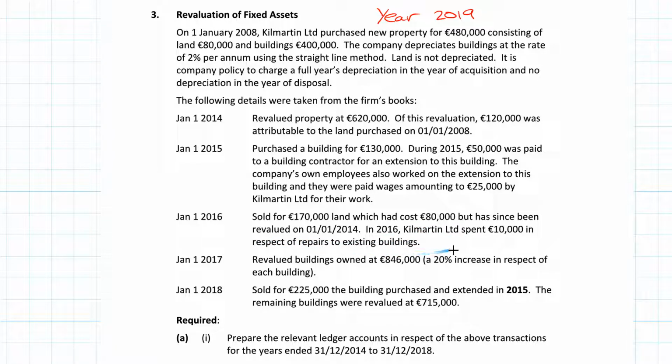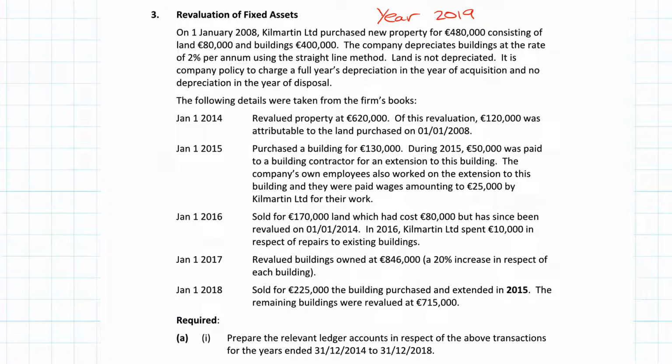This is a small aspect that separates, let's say, the H1 students from the rest of the students. Then we revalue buildings again, a 20% increase in respect to each building. And in 2018, we sold buildings. So we sold the buildings that we extended in 2015. So we only had them for 3 years. The remaining buildings were then revalued. So it's a standard enough question, and you'll see that with revaluation.